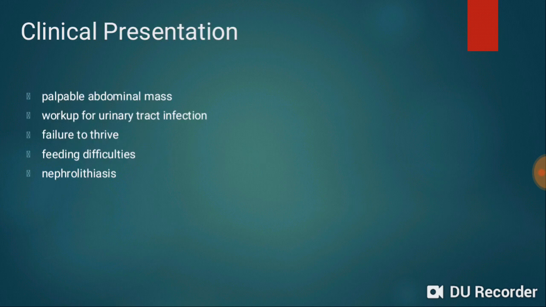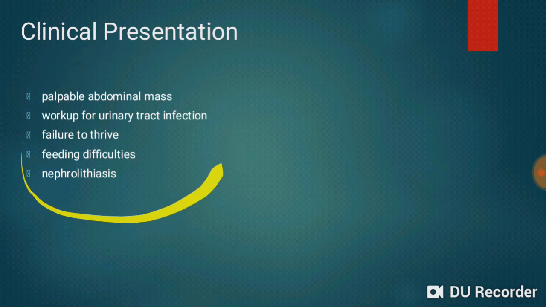Clinical presentation can be a palpable abdominal mass. It can be found while working up for urinary tract infection. The children can also present with failure to thrive, malnutrition, decreased weight gain, and feeding difficulties, where the hydronephrosis causes difficulty in feeding, especially on the left side, and nephrolithiasis due to stasis. All these are clinical presentations of pelviureteric junction obstruction.